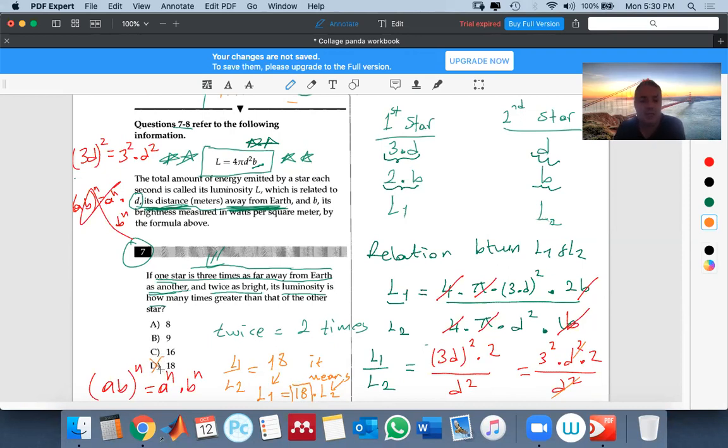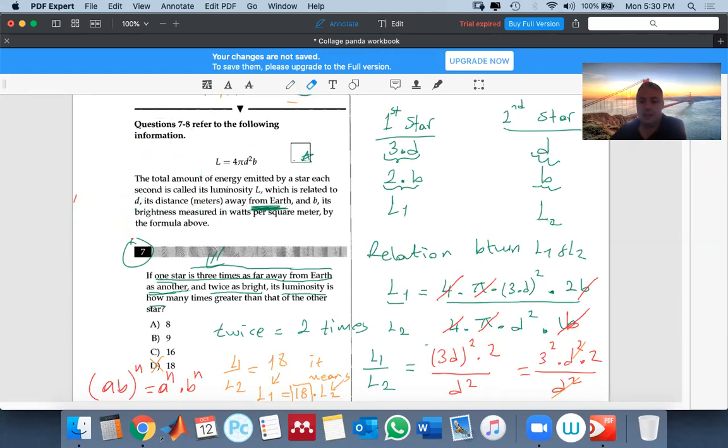Check the calculations now. 3 squared is 9, and there is times 2, which is 18. Oh, okay, I confused it with another thing.